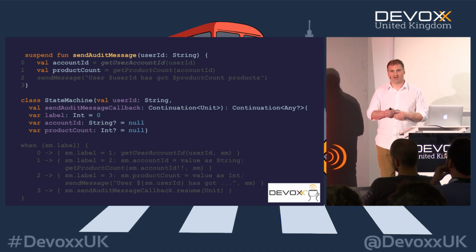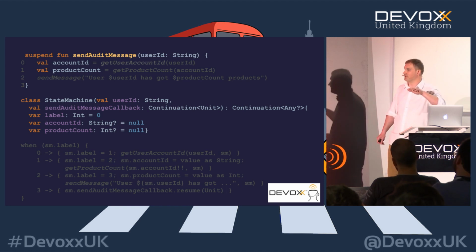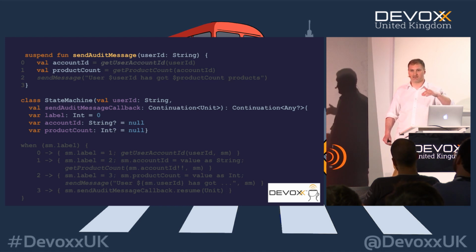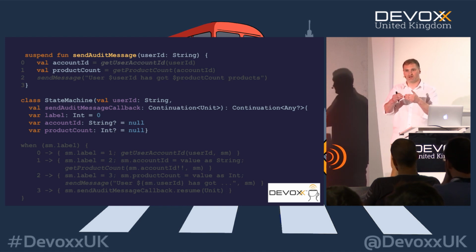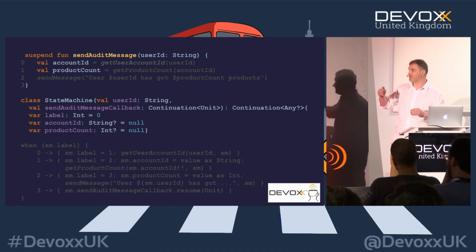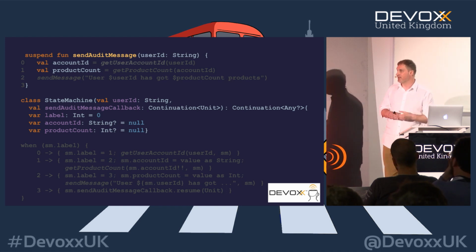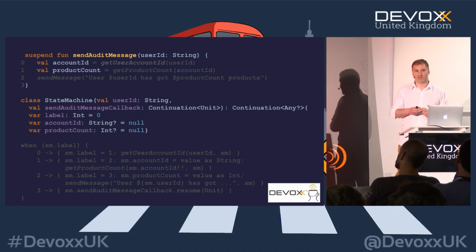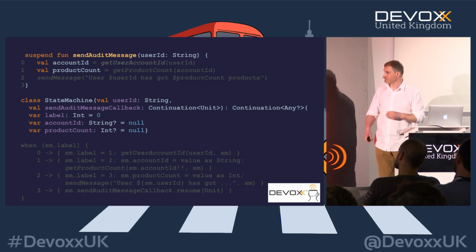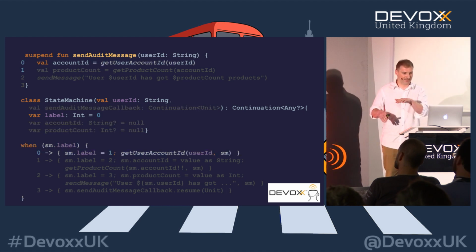We have label. Label is something which says roughly in what line of the code we are currently executing, so that when we suspend the execution and we want to resume it, we will know from what point in our function we should resume the execution. We're going to see it in a while how it works. And we also have to store in a state the values of our local variables of our function. So here it's account ID and product count. So let's go and see how it works line by line.